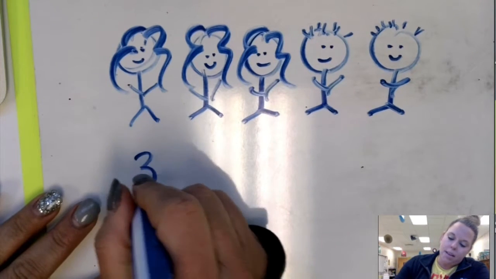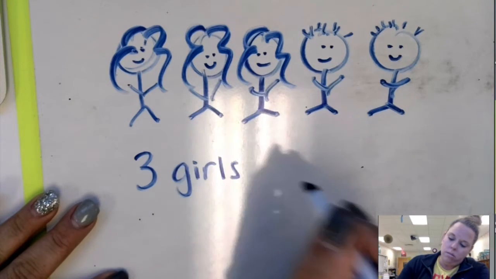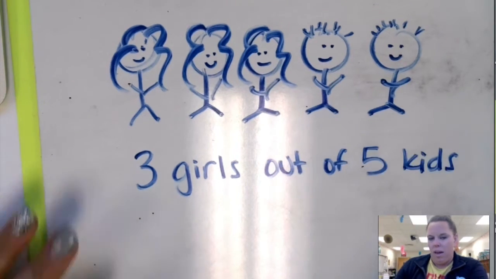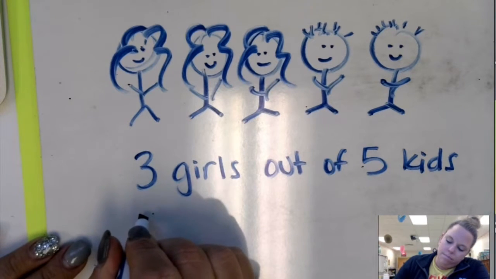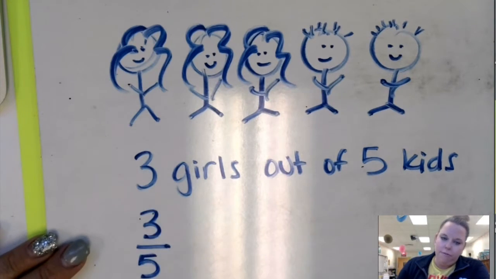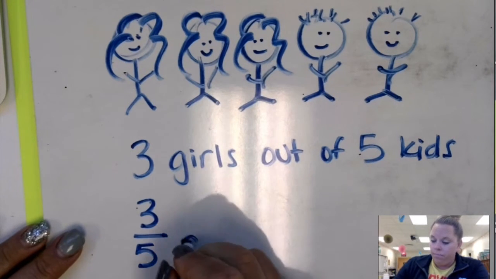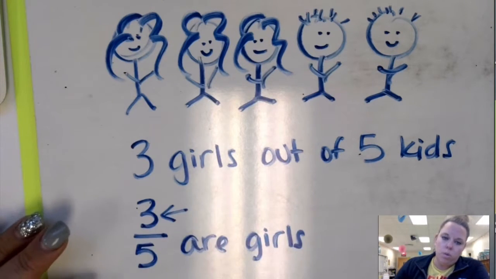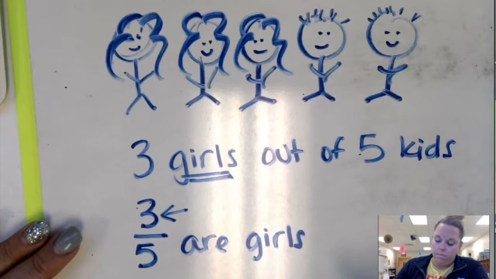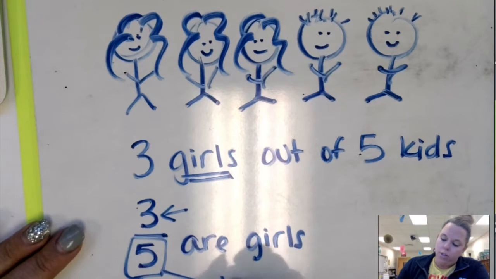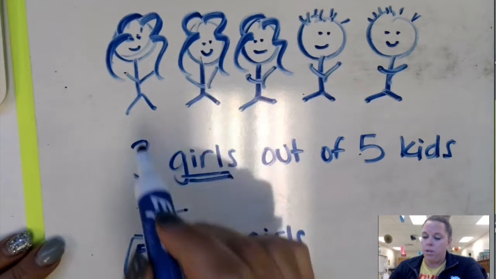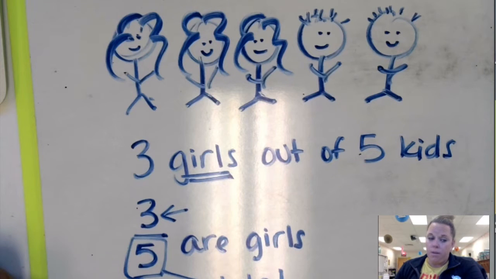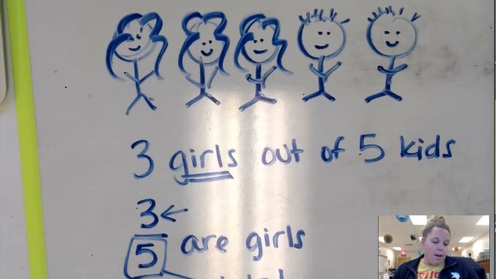Well, I could say there are 3 girls out of 5 kids. Okay? Or I could say 3/5 of them are girls. Well, what did that mean? This top number was what I was asking for, girls. The bottom number, that's your total. The bottom number is the total number that we're talking about. In this case, we are talking about 5, so that's why 5 is my fractional number on the bottom. Okay?